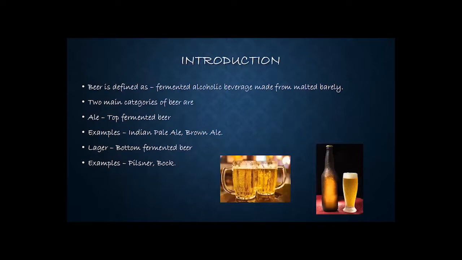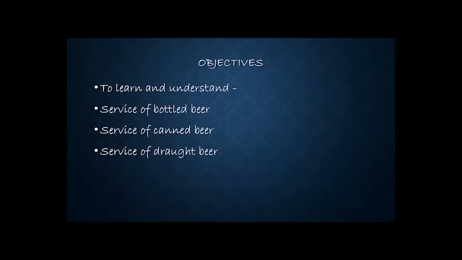What is beer? Beer can be defined as a brewed and fermented alcoholic beverage which is made from malted barley. There are two main categories of beer, that is ale and lager. Ale is a top fermented beer and lager is a bottom fermented beer. Examples of top fermented beer are Indian Pale Ale and Brown Ale. We have popular examples of lager beer, such as Pilsner and Bock.